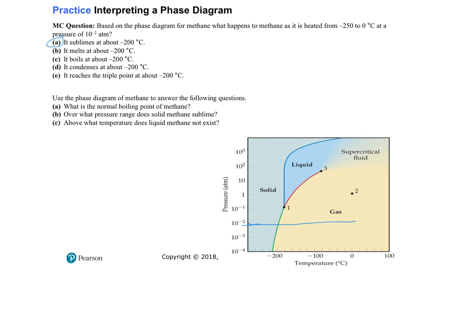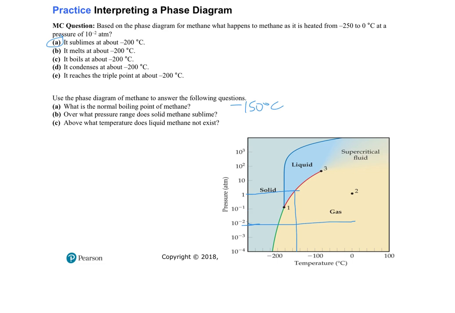And then use the phase diagram to answer the questions. What's the normal boiling point for methane? So we're going to go to 1 atmosphere for normal, go to where it goes from liquid to gas. So right at that red curve, and we're going to go down. So I would say about negative 150 degrees Celsius is the boiling point at 1 atmosphere.